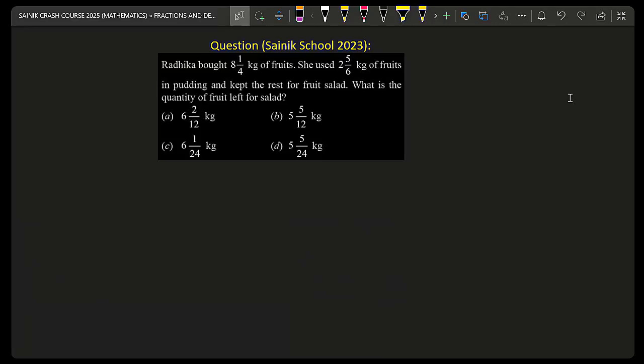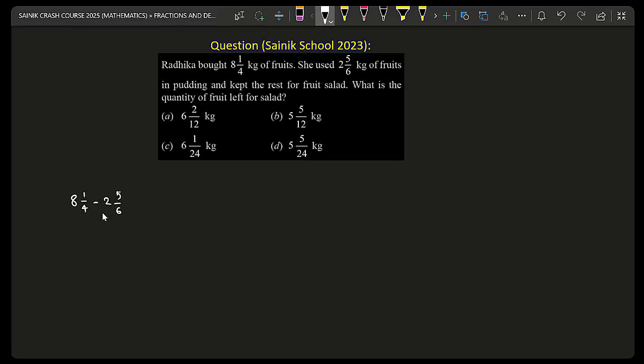Radhika brought 8 1/4 kg of fruits. She used 2 5/6 kg of fruit in pudding and kept the rest for fruit salad. What is the quantity of fruit left for salad? Okay, what do you need to do now? 8 1/4 minus 2 5/6.